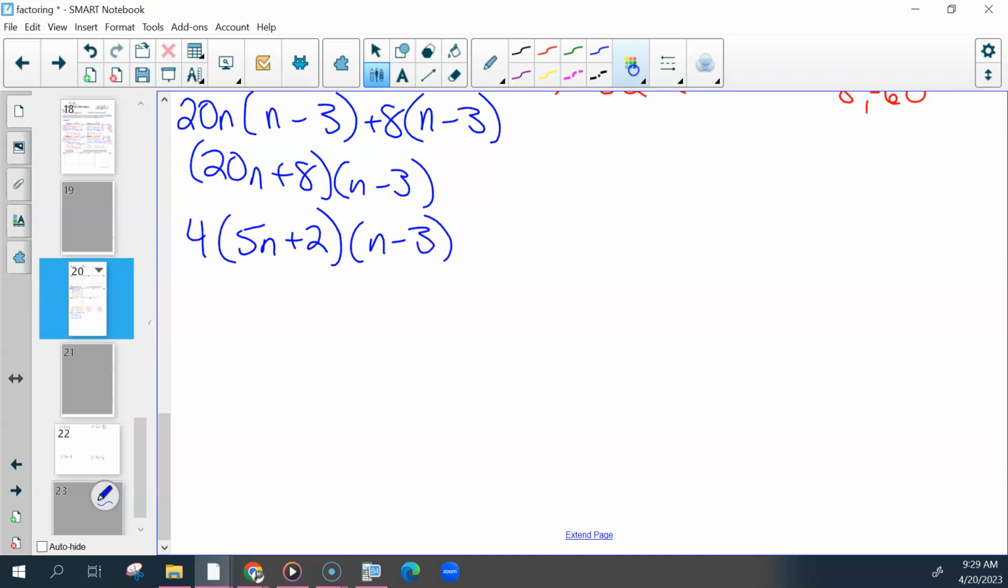Now, by all means, this is a correct process. You could definitely do it this way, as long as you remember to factor it again at the end. But if you did this at the beginning, you wouldn't have to worry about big numbers. So that's something to keep in mind. Questions on that?